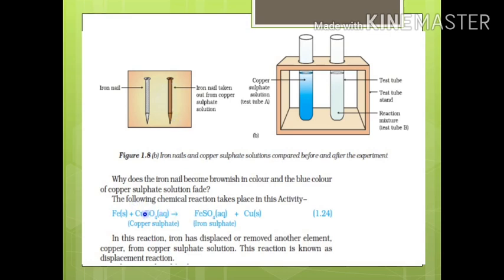In this reaction, a particular displacement reaction has taken place. That is, Fe, iron, we have dipped in the copper sulfate solution. Since iron is more reactive than copper, iron can displace copper. So Fe will go and displace the copper, and it will be FeSO4 plus Cu. In this reaction, iron has displaced another element, copper, from the copper sulfate solution. So this reaction is known as the displacement reaction.